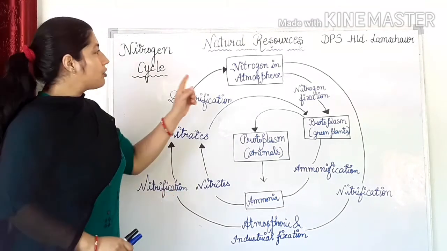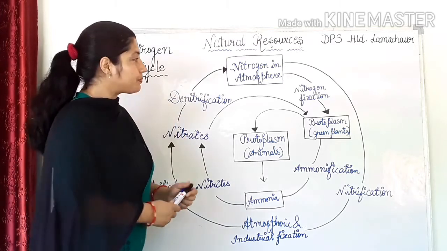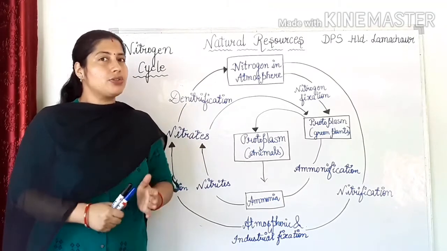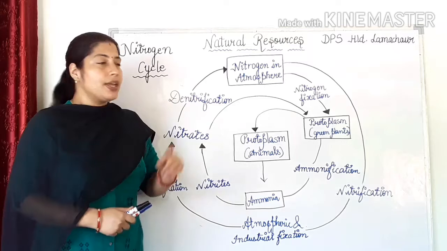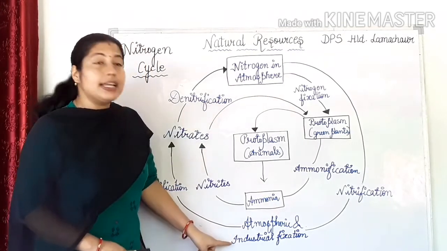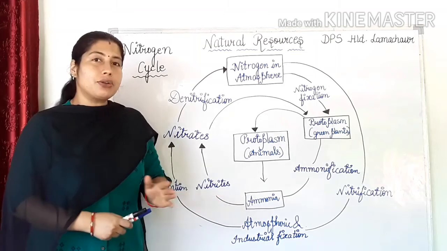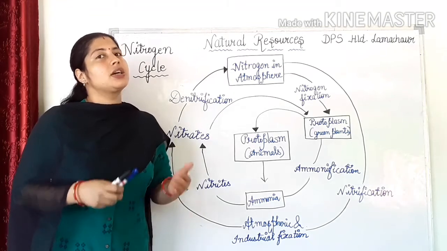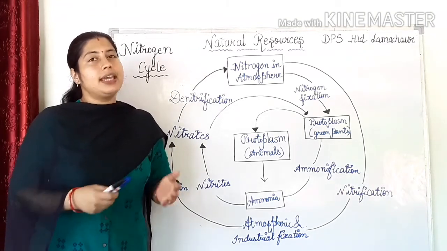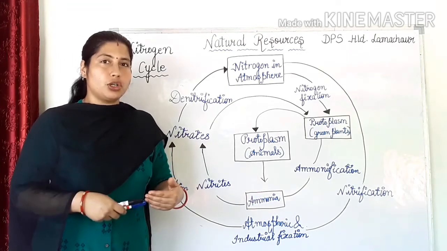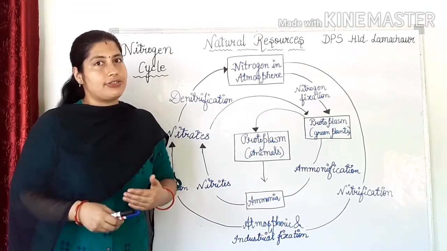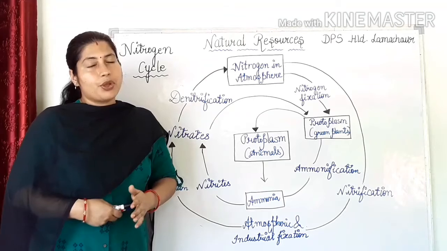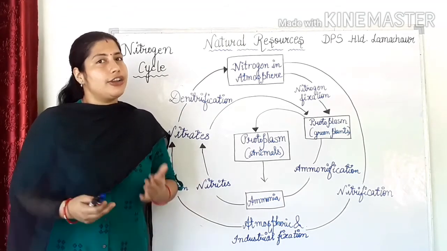So in the nitrogen cycle, the first step is nitrogen fixation. There are three ways of nitrogen fixation. What are these? Let's study. First, atmospheric nitrogen fixation: during lightning, due to high temperature and pressure, atmospheric nitrogen is converted into oxides of nitrogen. These oxides dissolve in water and form nitric acid or nitrous acid, and these acids fall on the land with rain. Afterwards they are used by different life forms.